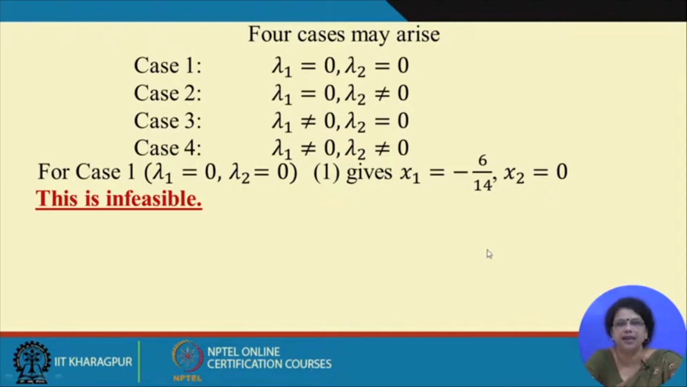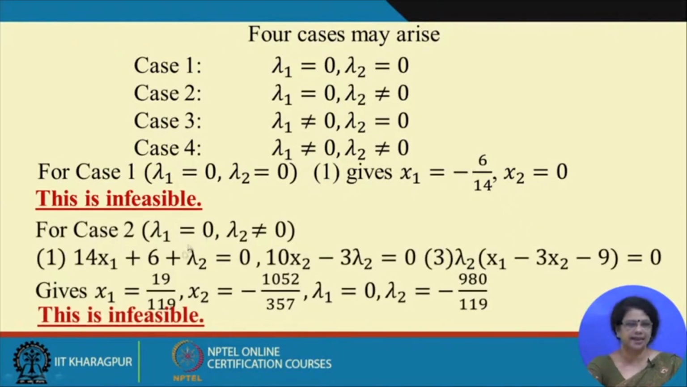But you see the feasibility. One of the feasibility conditions is that decision variables must be non-negative. That feasibility condition is not being satisfied. Thus, for the case when lambda 1 equal to 0 and lambda 2 equal to 0, we are getting an infeasible solution. That is why we are not interested in this result as an optimal solution.